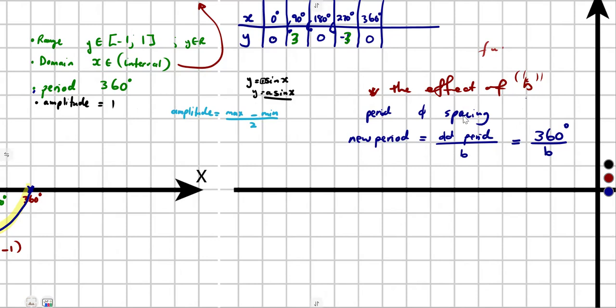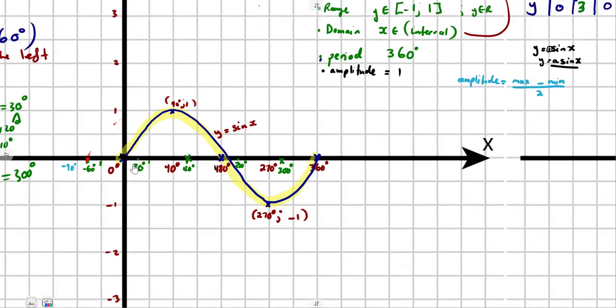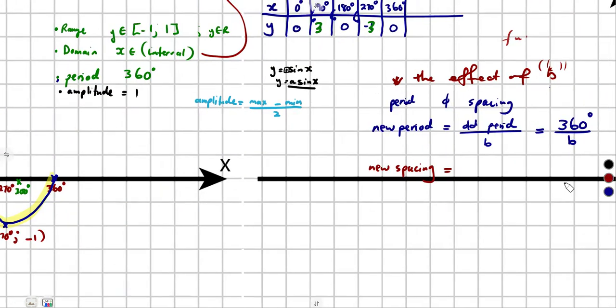It also affects the spacing. So it means our new spacing of the graph, how we are going to space our graph in terms of the angles. In the graph of a sine, the angles were spaced 90, 90, 90, 90 degrees from each other. So the new spacing from the 90 degrees of the graph of a sine will be 90 degrees over b, old spacing over b. That is the effect of our b.